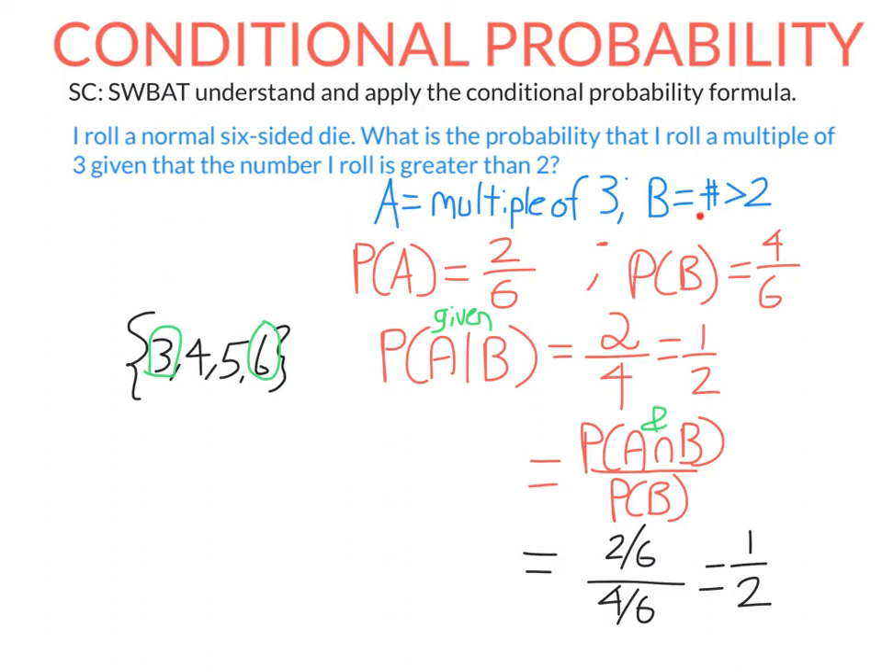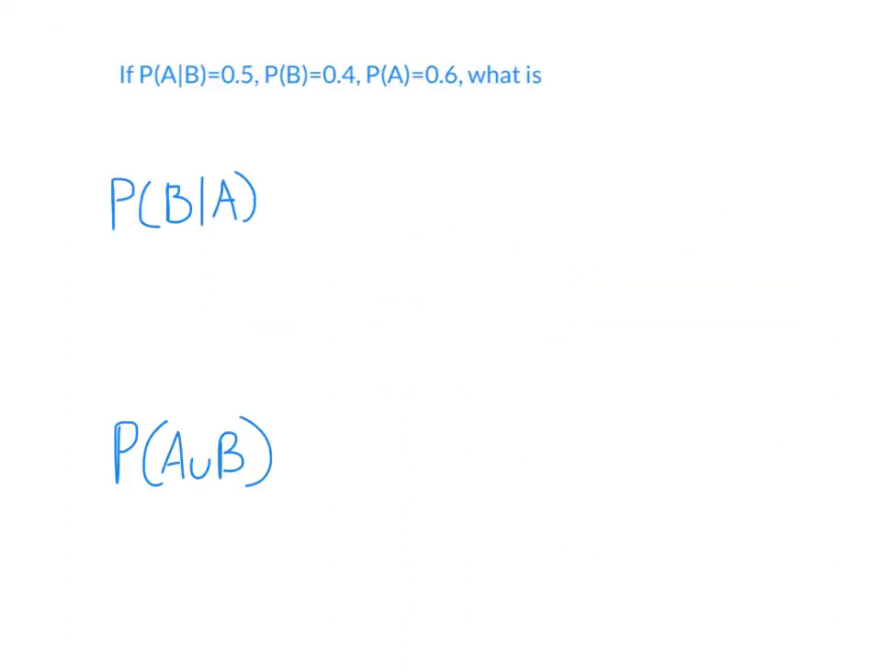Sometimes knowing an event happens affects the chances that something else will happen. Let's look at another example. This time I'm telling you what probability of A given B is and what probability of A and probability of B are. We're going to use that to calculate probability of B given A and probability of A or B. To calculate both of these, what we need to know is probability of A and B. We can get that from the formula.